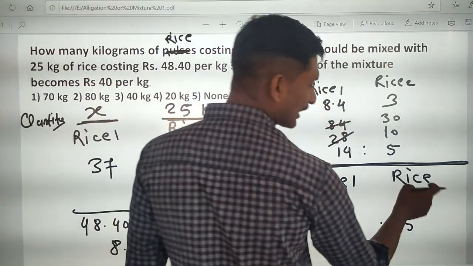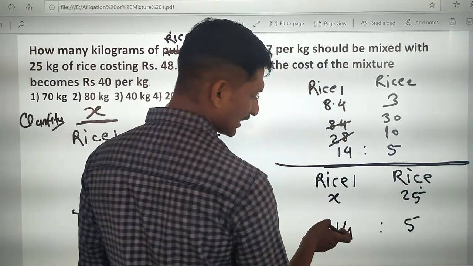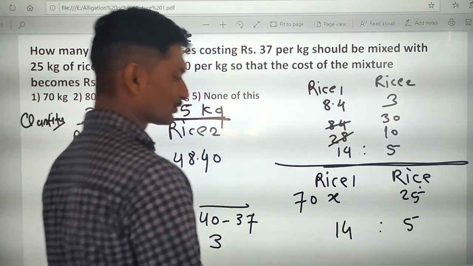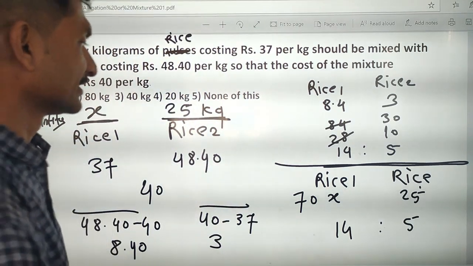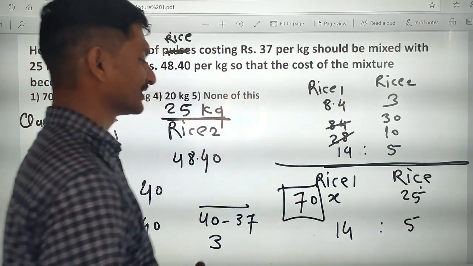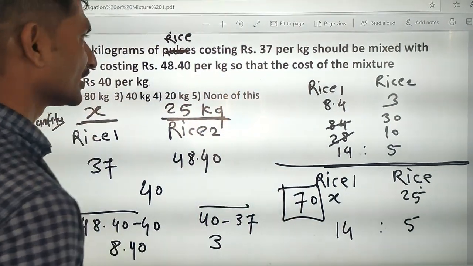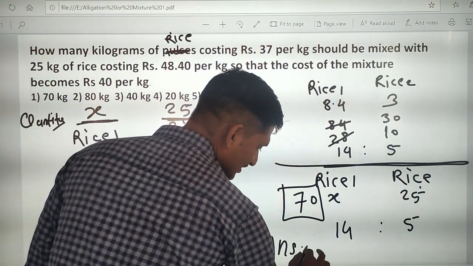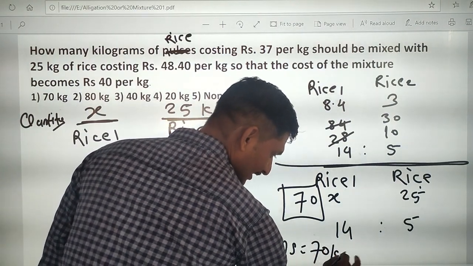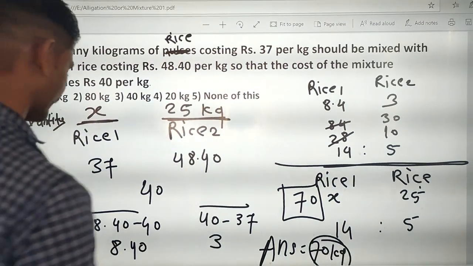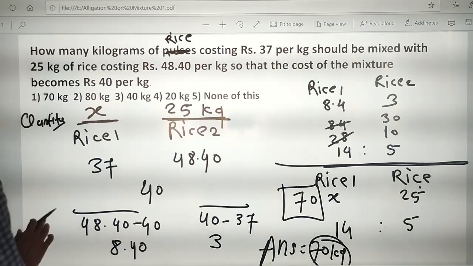5 5s are 25. Then 14 5s are 70. So rice 1 quantity is 70 kg. Your answer is 70 kg. Next.